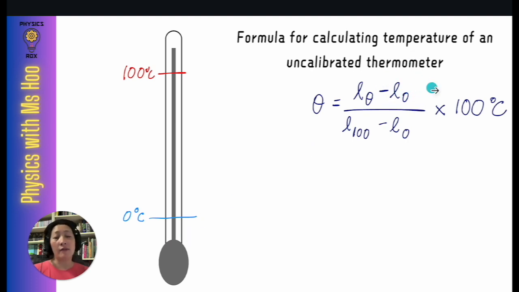So L0 is actually the length of the mercury column at 0 degrees Celsius. So how we measure L0 is from the bulb to the marking of 0 degrees Celsius. So that's what we mean by L0, the length at 0 degrees Celsius. So L100 is the length between the 100 degrees Celsius mark and the same starting point of where we measured L0, like this.